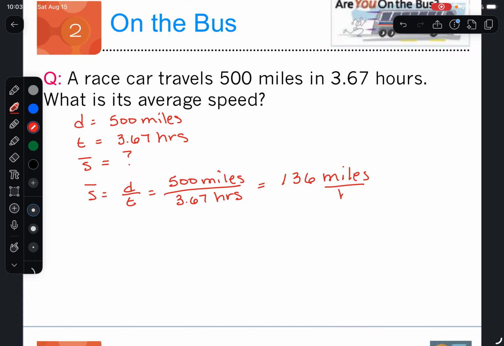Now in this one, if you were asked to give the answer in correct significant figures, you would be looking at 1 digit because the 500 doesn't have a decimal place. So in order to put this in correct significant figures, you would have 1 times 10 to the second, and you could put mph.